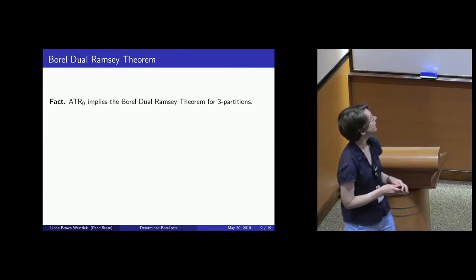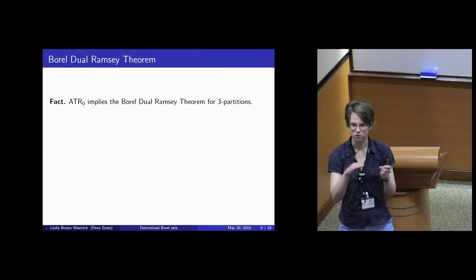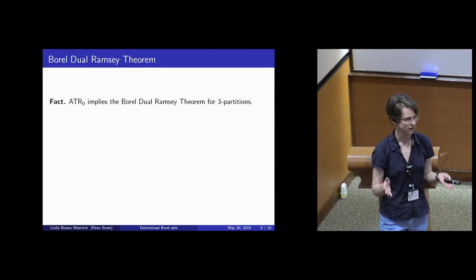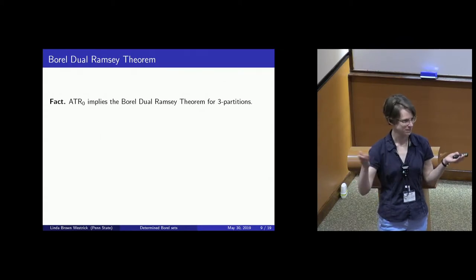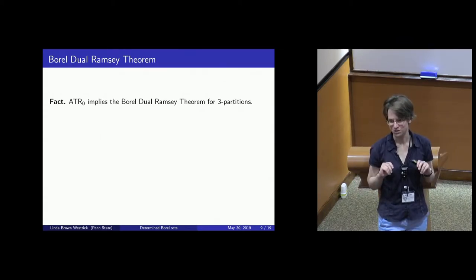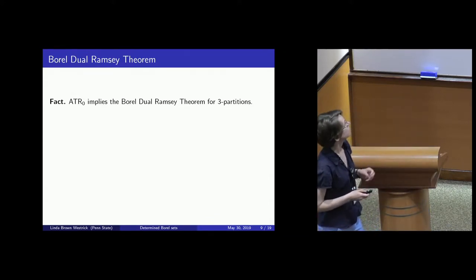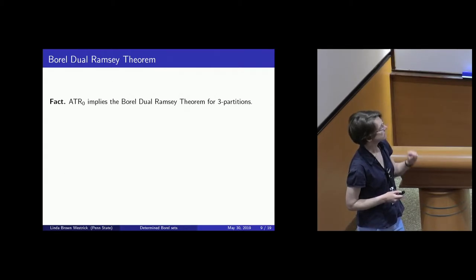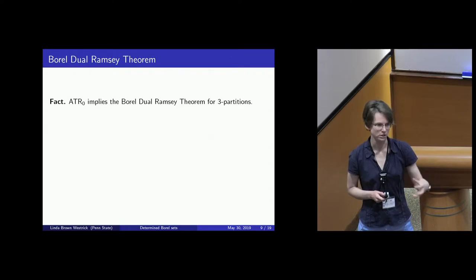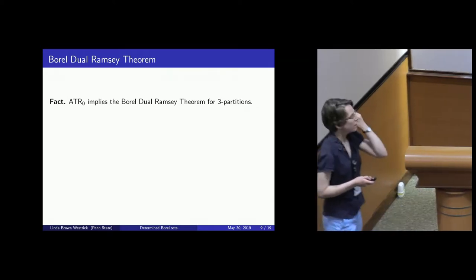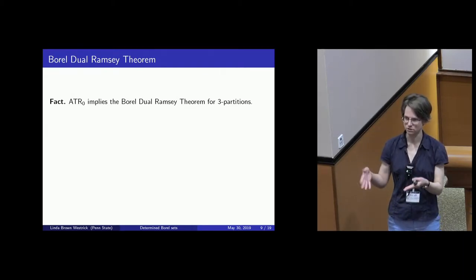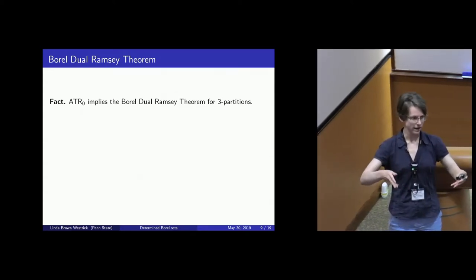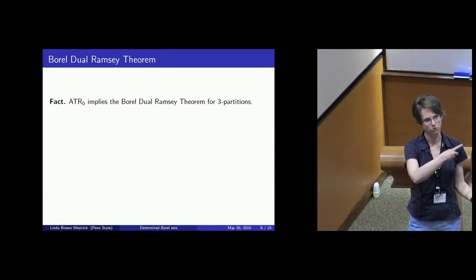Now, for most values of k, k being the number of pieces that you partition into, the strength of that combinatorial core is totally unknown and might be very large. It's known to be provable within Pi 1-1 CA, but beyond that, who knows. But for small values of k, it's known that the combinatorial part can be done within ATR. And it can actually be done with less. It can be done with ACA plus. So those two things put together tell us that ATR is enough to imply the Borel dual Ramsey theorem, at least for three partitions, because ATR is enough to say that every Borel set has the property of Baire, and then ACA plus is enough to do the combinatorial part for k equals 3.